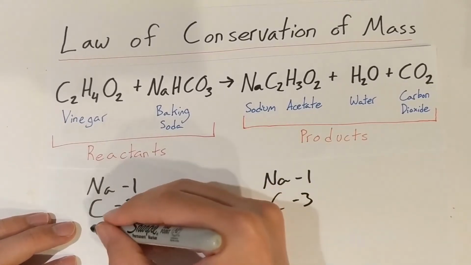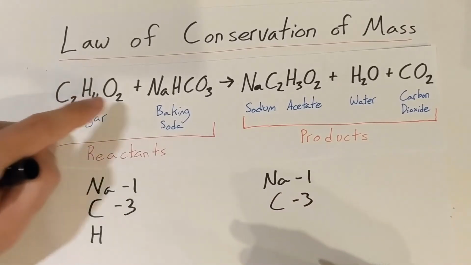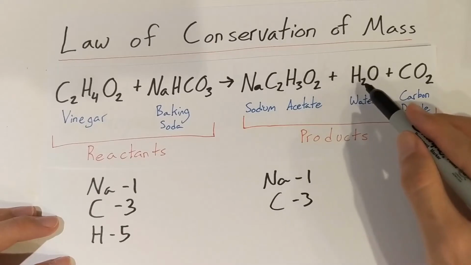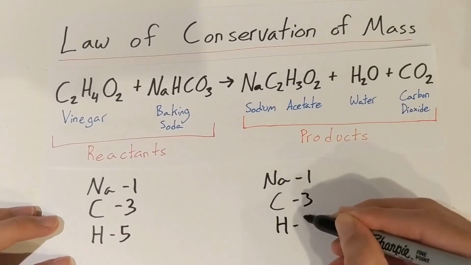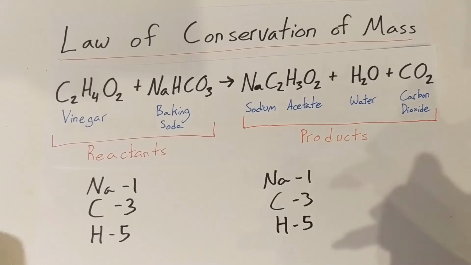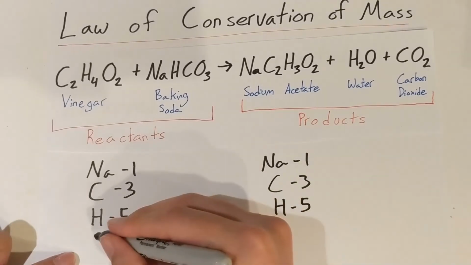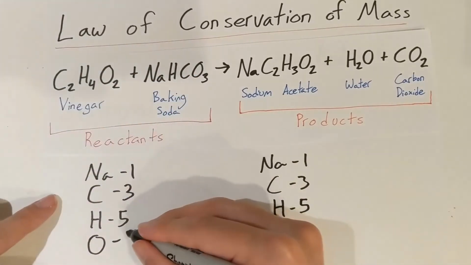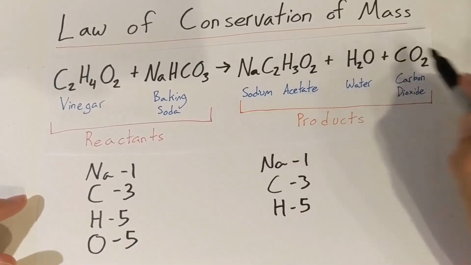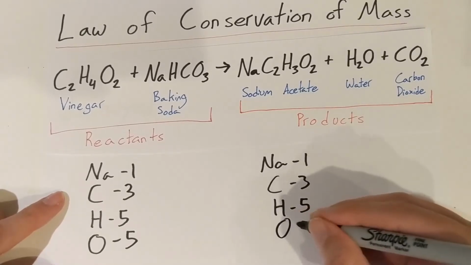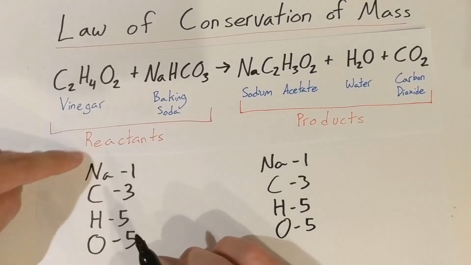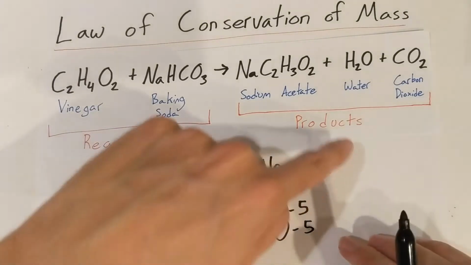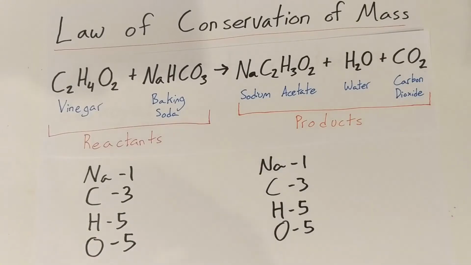We can take a look at our hydrogens: 1, 2, 3, 4, 5 on this side, 1, 2, 3, 4, 5 on this side. And then the last thing we've got to take a look at is oxygen. Our oxygens: 1, 2, 3, 4, 5, and 1, 2, 3, 4, 5. So we should have the same amount of mass, or even the same amount of elements, on one side of our equation as the other side. We can see that's true for this case.